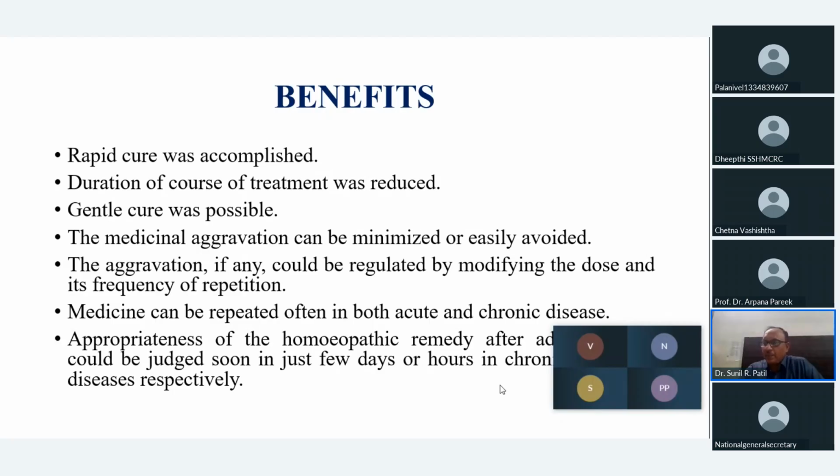When there is any aggravation in the centesimal scale and the decimal scale, at that time the repetition of the dose is not given because the aggravation is more. But in the LM potency, if there is any aggravation, you can regulate it, modify the dose and the frequency of repetition of the dose. Medicine can be repeated often in both acute and chronic cases.